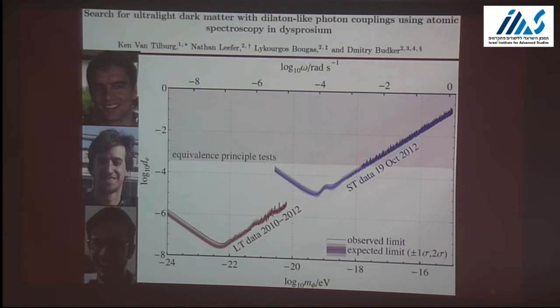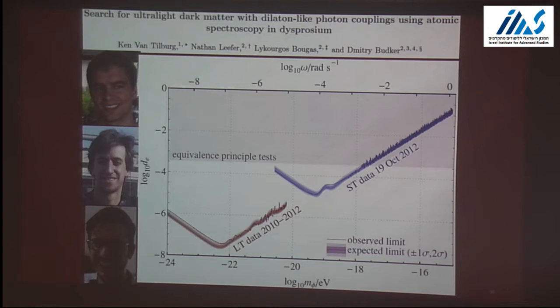And we, with these guys, actually looked at the data sets that we had recorded. There was one long data set from 2010-2012, and another one about 1 month long, and we were able to set some limits on possible coupling strengths of this dilaton, assuming that all the dark matter, all this 0.4 GeV per centimeter cube we've been hearing about all day, is due to these dilatons.